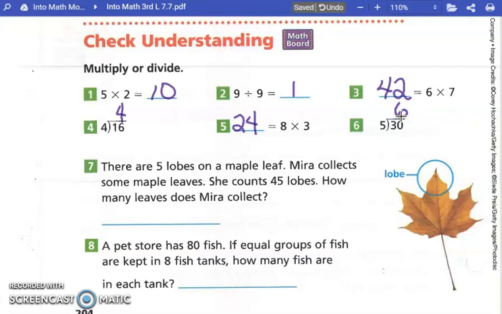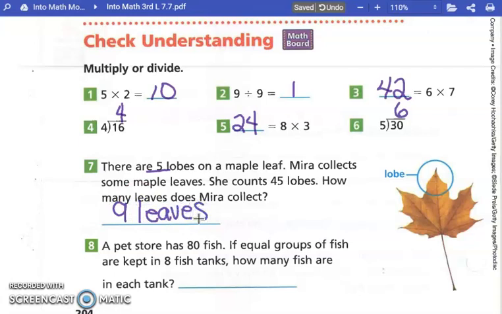There are 5 leaves in each pile. Myra collects some maple leaves. She counts 45 leaves. How many piles does Myra collect? Well, when a number ends in 5 or 0, the first thing you ought to automatically go to is a multiple of 5. Okay? So you can quickly count by 5s. 5, 10, 15, 20, 25, 30, 35, 40, 45. So that is 9 piles.